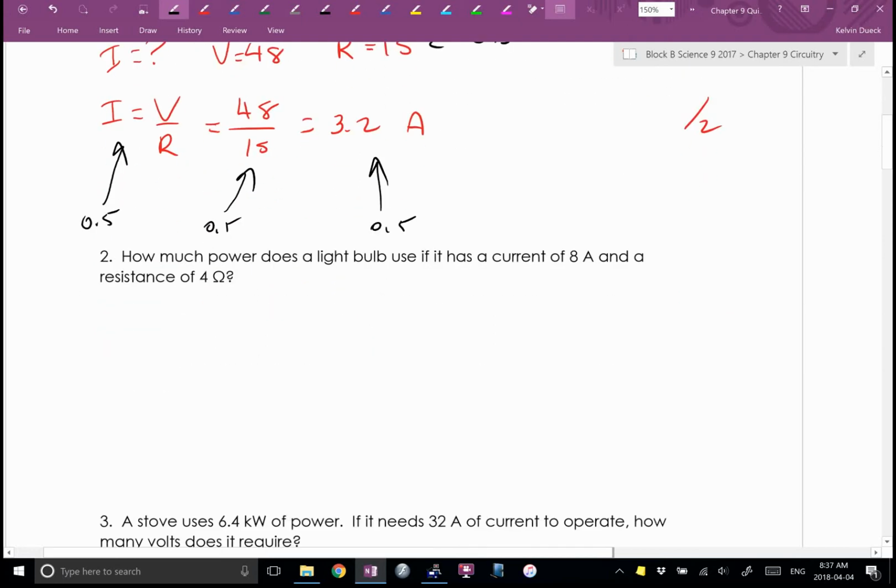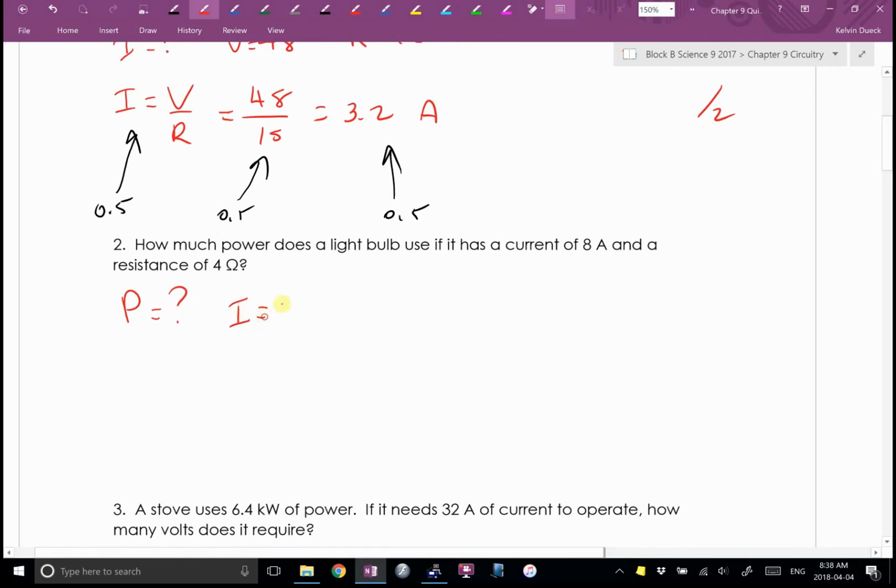Number 2. Quinn, what are they asking me to find in number 2? How much power? P equals question mark. And just by writing that, I've even looked at a certain square or 2 squares on my formula sheet, the ones that have the letter P in them. What's that 8? Current. What's that 4? Resistance. Do I have an equation that has power and I and R in it? Did I give it to you or not? Yeah. I did? Which one is that one?